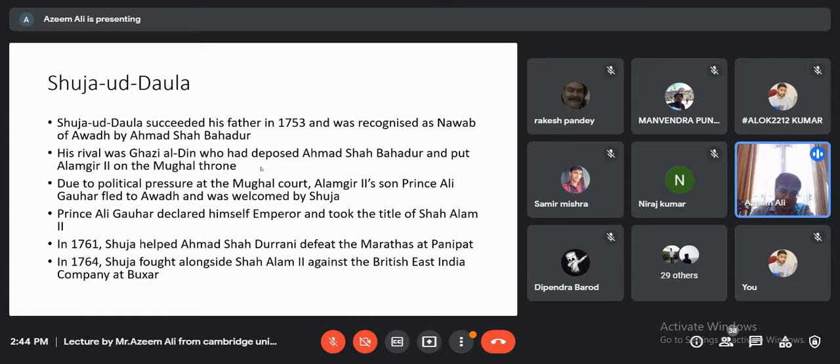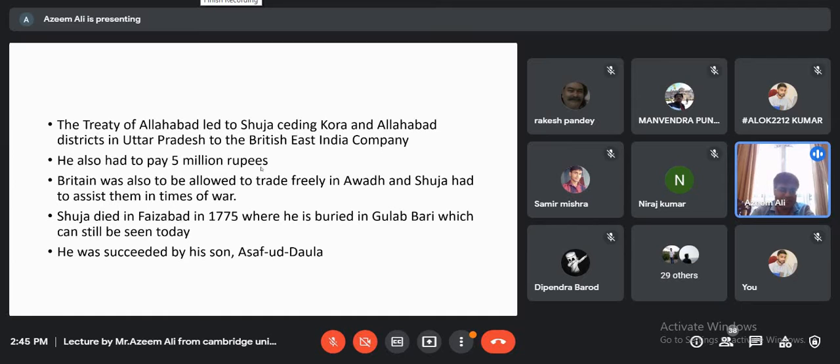In 1761, Shuja helped Ahmad Shah Durrani defeat the Marathas at Panipat. And then 3 years later, Shuja fought alongside Shah Alam II against the British East India Company in Buxar, which was a defeat for the Mughals. And the Treaty of Allahabad, with Britain, led to Shuja-ud-Dawla ceding Kora and Allahabad districts in Uttar Pradesh to the British East India Company. And he also had to pay 5 million rupees to the British.